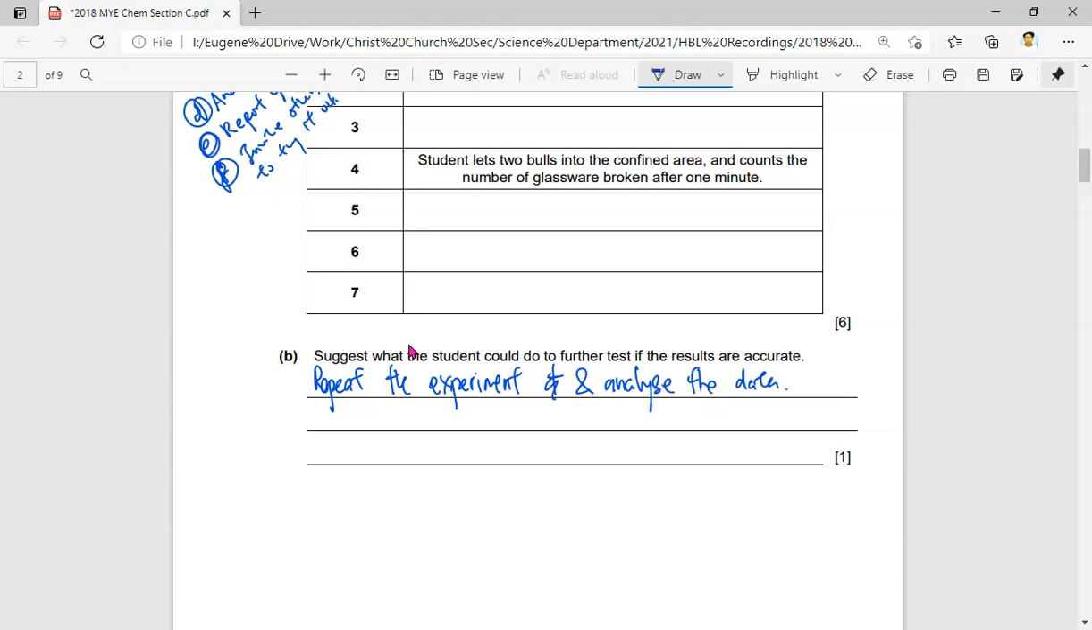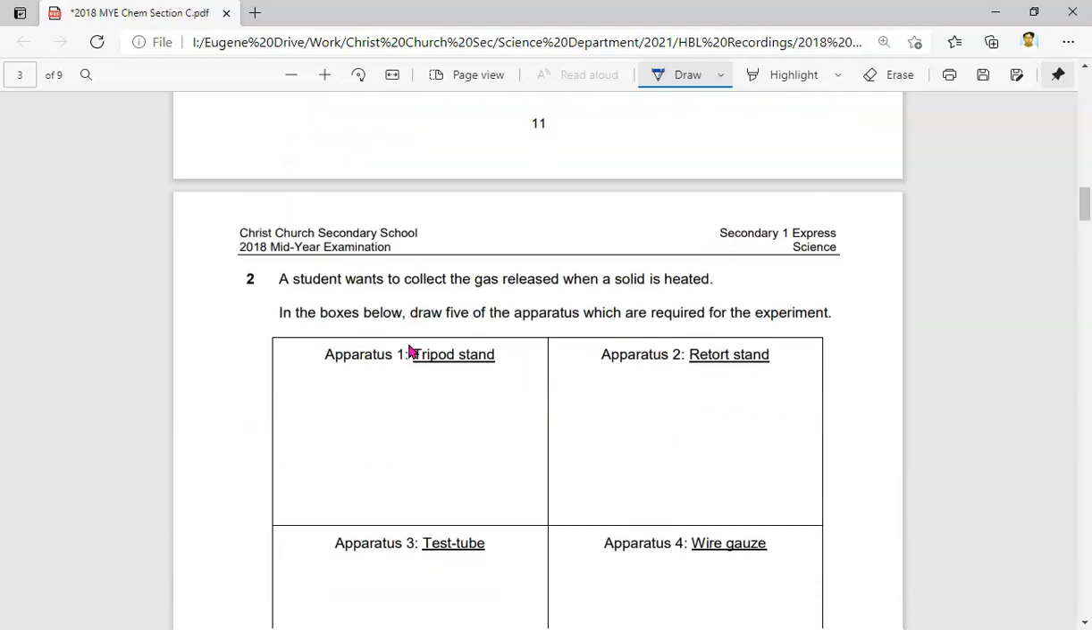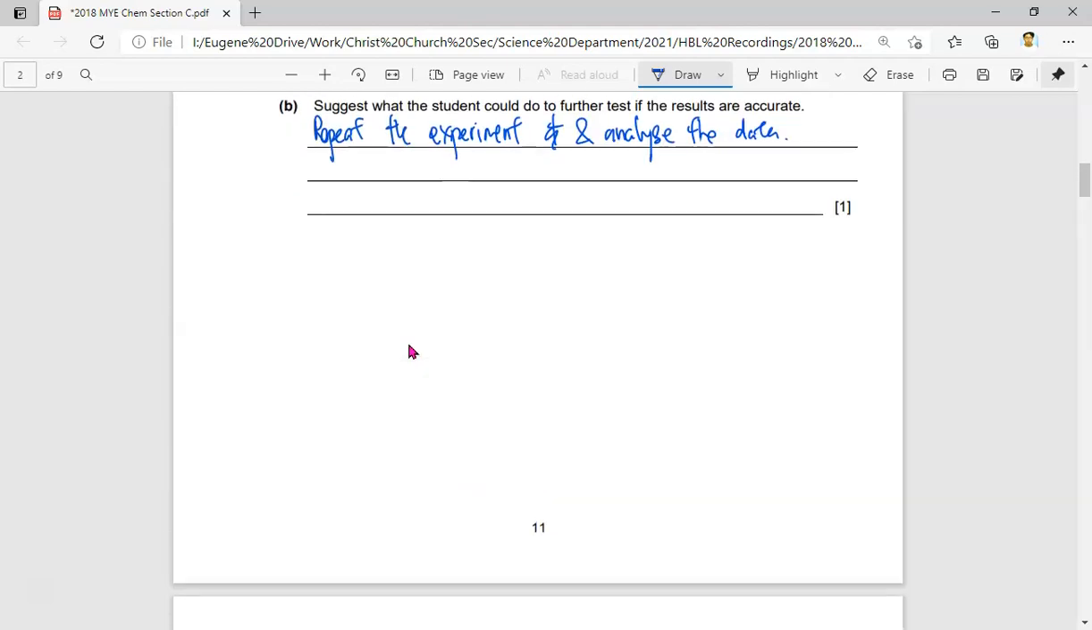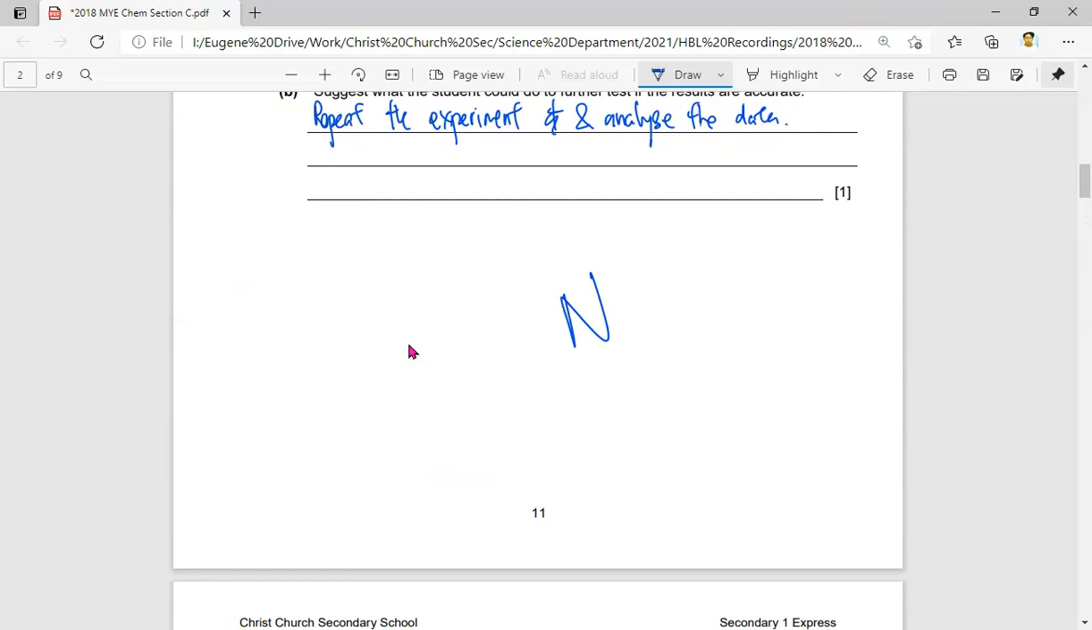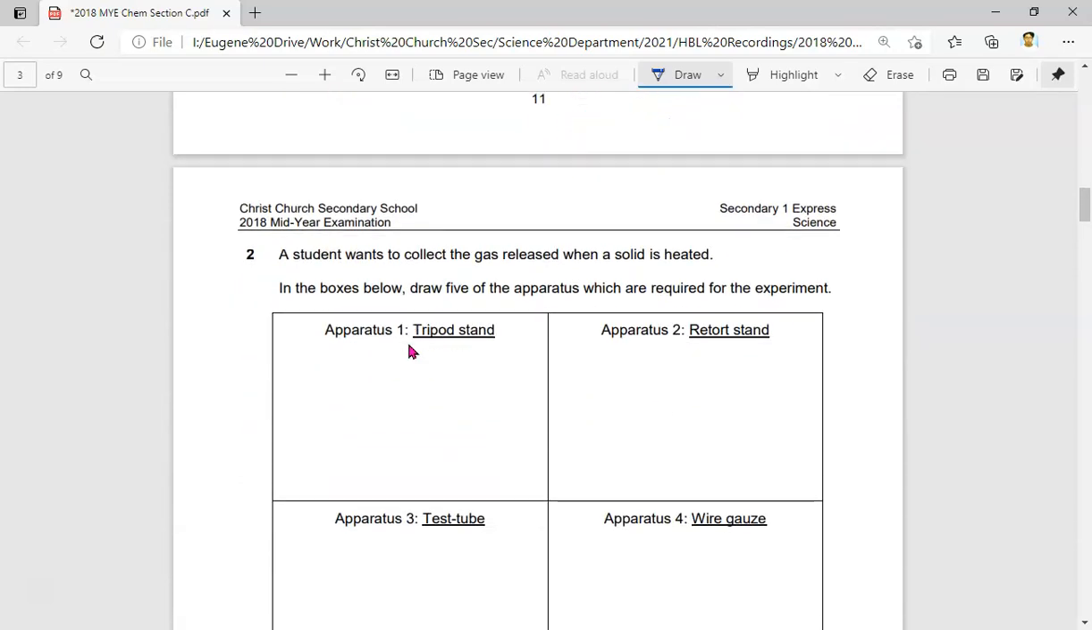Okay, so repeat the experiment. That will actually help you to do further testing if the results are accurate. Okay, so that's for the top part here. This is under the nature of science. So this is what your question 1 is asking.